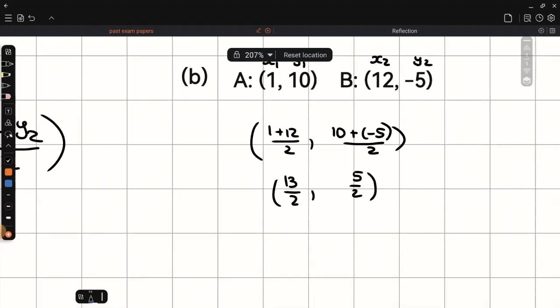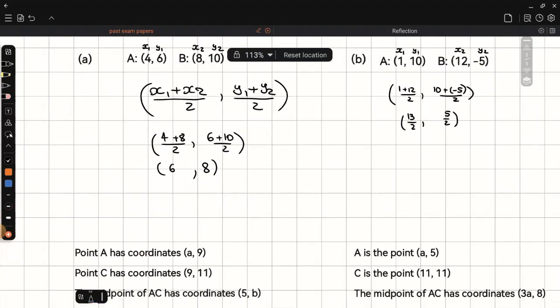You can see that we didn't get whole numbers. You can leave the answer as a fraction, or you can turn it into decimals. Now let's look at the next question.